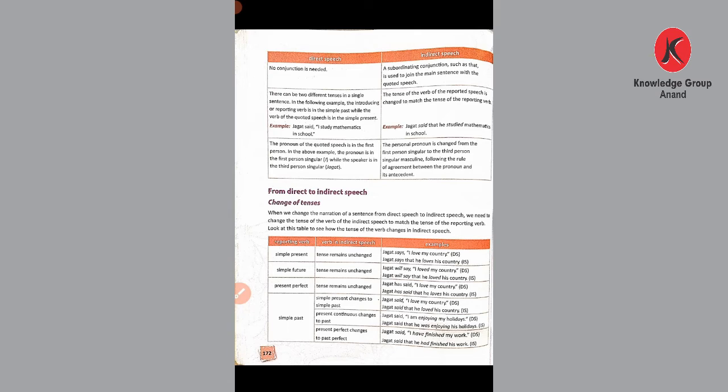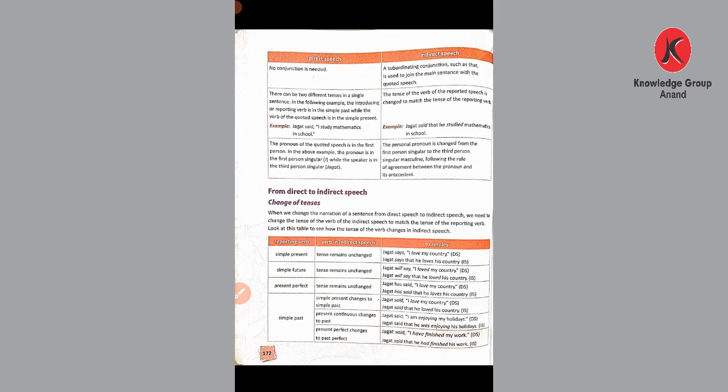The pronoun of the quoted speech is in the first person in the above example. The pronoun is in the first person singular, I, while the speaker is in the third person singular, Jagat. So in direct speech the first person is there, but when it is changed into indirect speech, it changes into third person singular, according to whether the person is masculine or feminine.